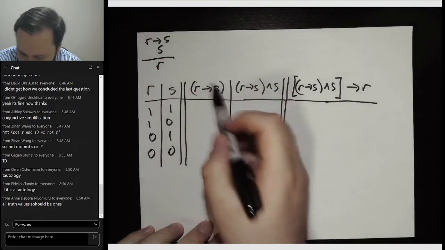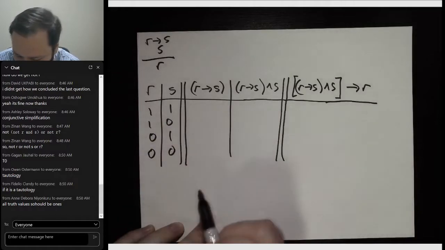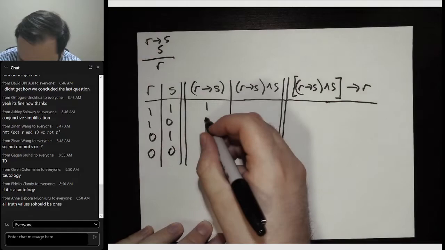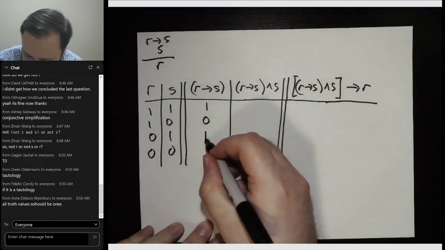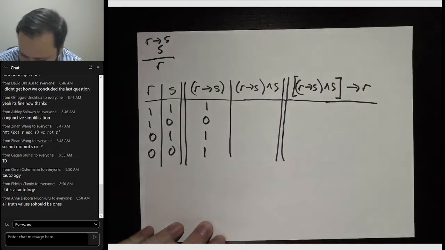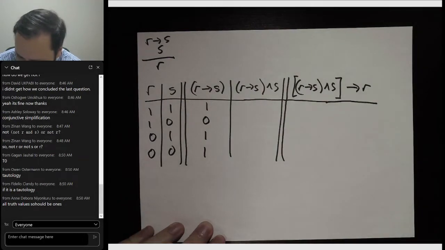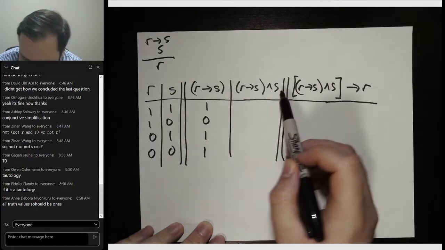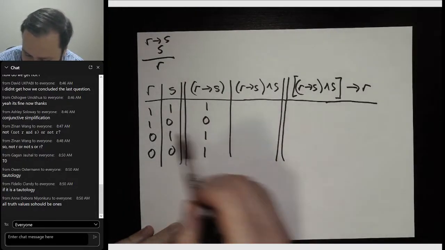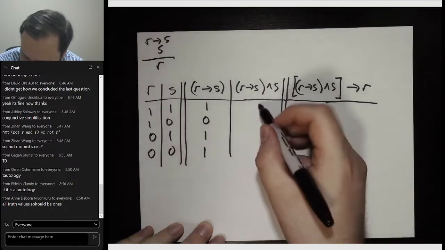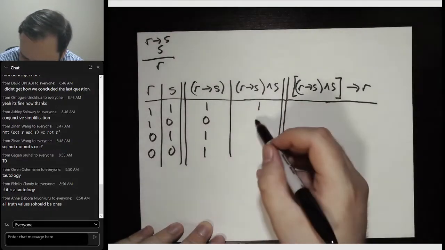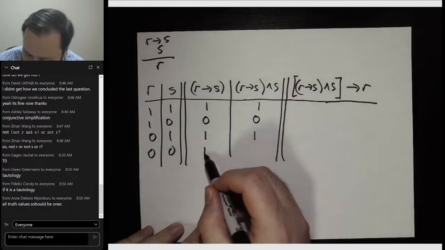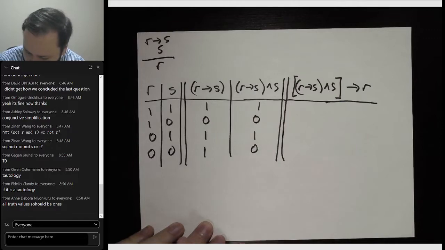Our first helper column is R implies S. 1 implies 1 is true. 1 implies 0 is false. 0 implies 1 is true. 0 implies 0 is true. Okay. Now we look at R implies S and S. So we're doing an AND of these two columns. 1 and 1 is true. 0 and 0 is false. 1 and 1 is true. 0 and 1 is false.